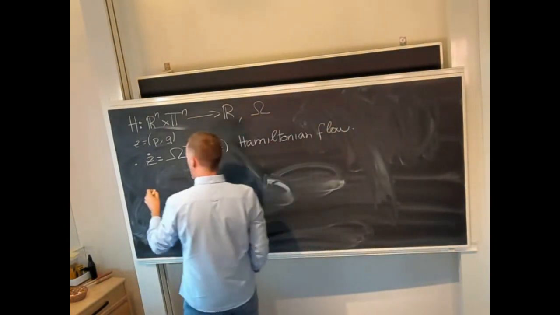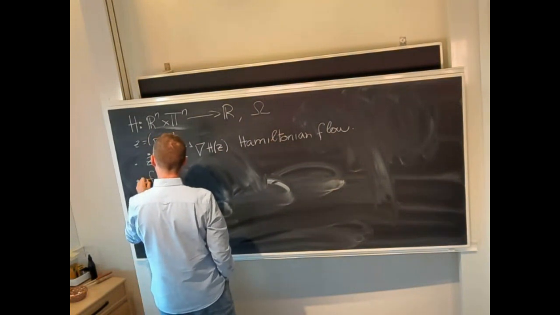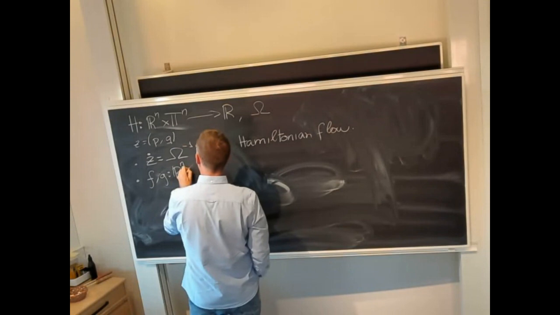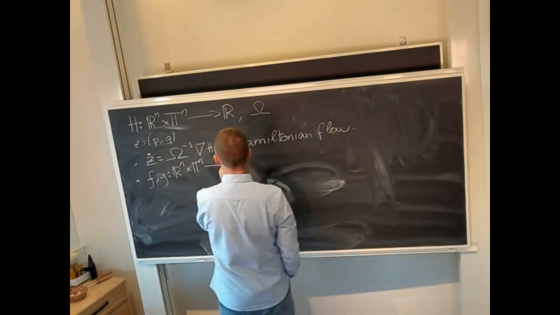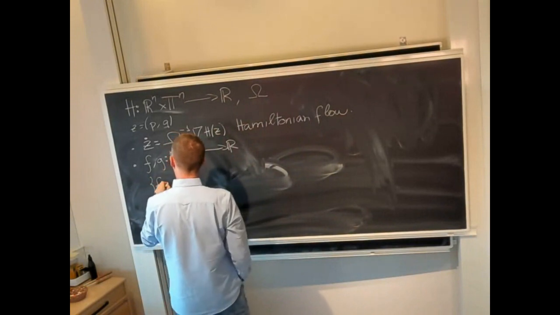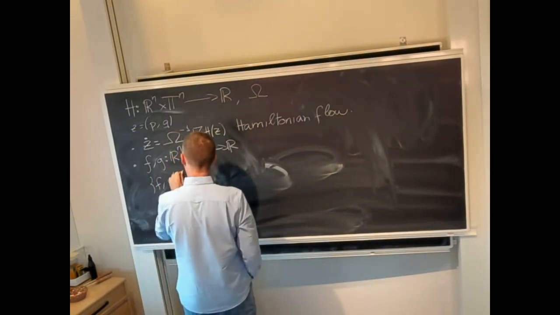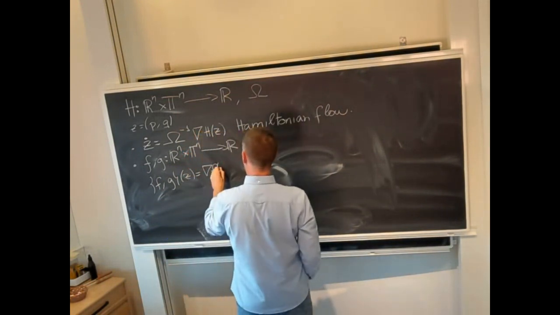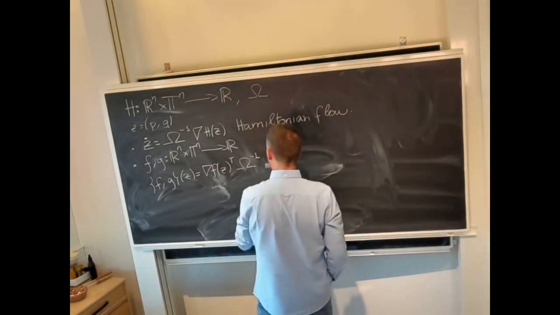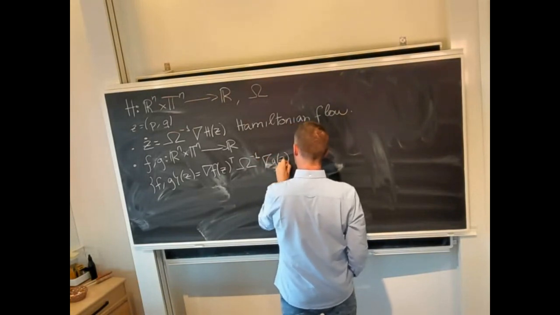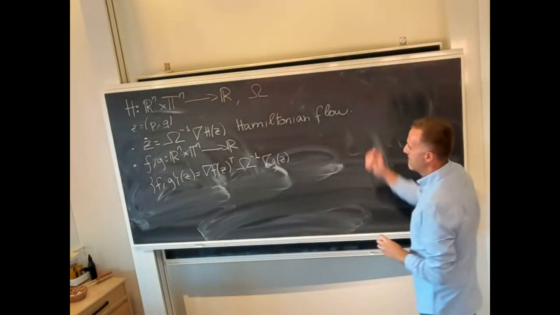Another ingredient that I will use is that, given two functions, F and G, we define its Poisson bracket as the gradient of F transpose omega minus 1 times the gradient of G. Okay?